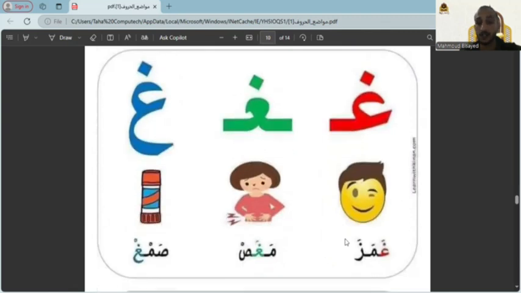Then we have the Ghain, as you can see. It also comes in three positions. It can come at the beginning like Ghamaza, which means to wink, I mean, to wink to someone. And then Maghas, which means like to have a stomach ache. So here Maghas is a middle position, and then we have Samgh, which is a final position. So you can have the Ghain at the beginning of the word, in the middle of the word, at the end of the word.